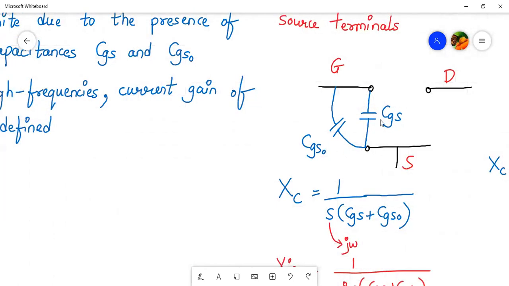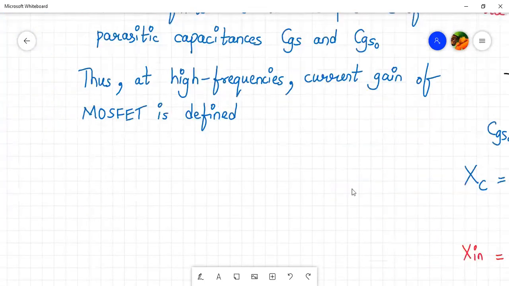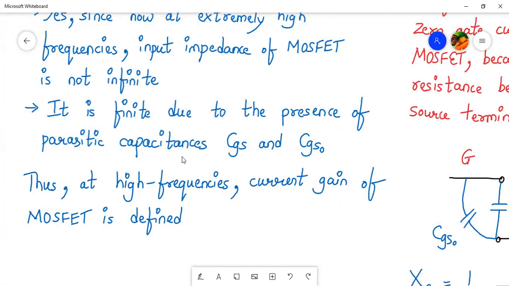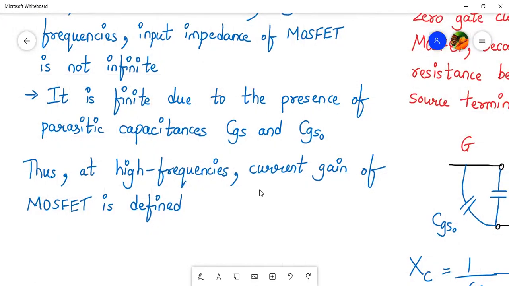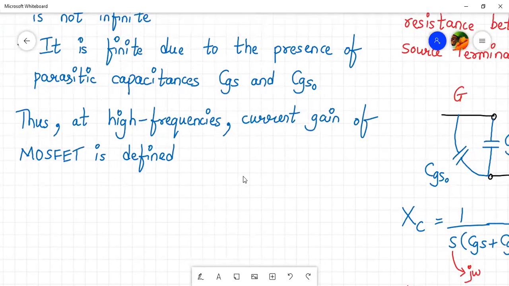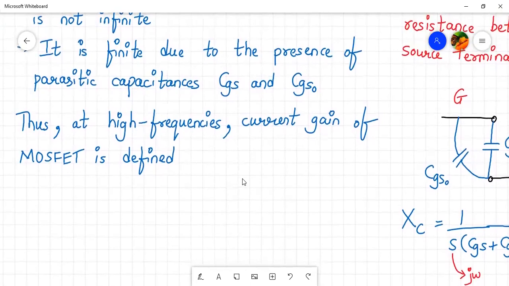Understood? This is because of the presence of the parasitic and overlap capacitance. That's why we say that the input impedance of a MOSFET is finite due to the presence of the parasitic capacitance CGS and CGSO. Thus, at higher frequencies, the current gain of the MOSFET is defined. Please keep this concept very clear, because so far for low and mid frequency we considered that the gate current is zero and the input impedance is infinite. But now it is finite and the gate current is non-zero because of the parasitic and overlap capacitances. Therefore, there is a definition of the current gain of a MOSFET at higher frequencies.